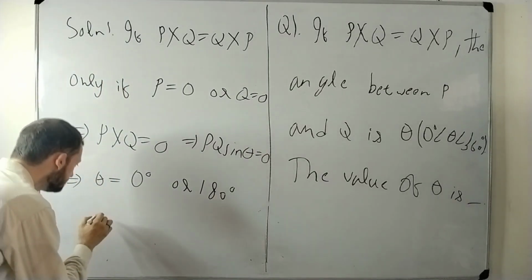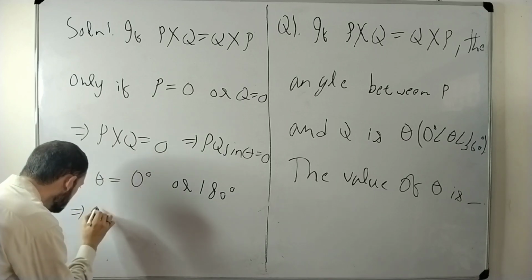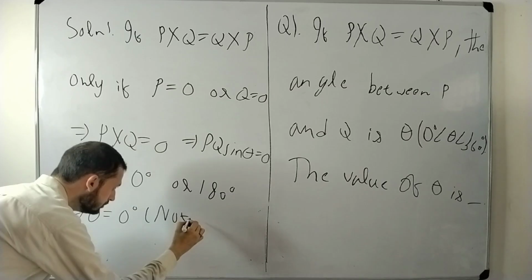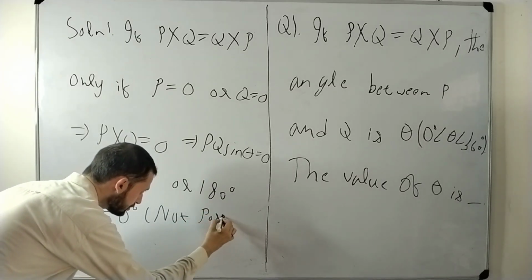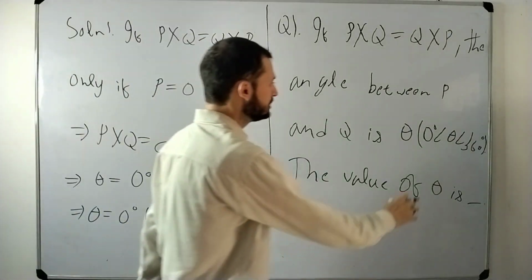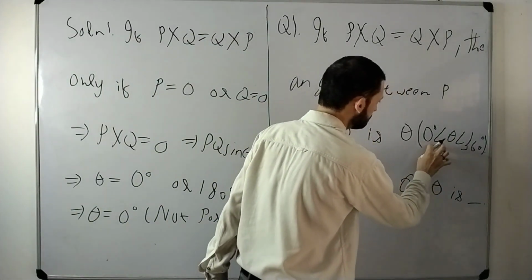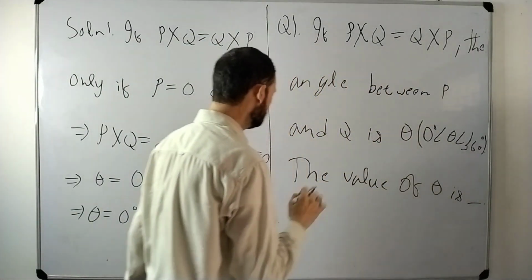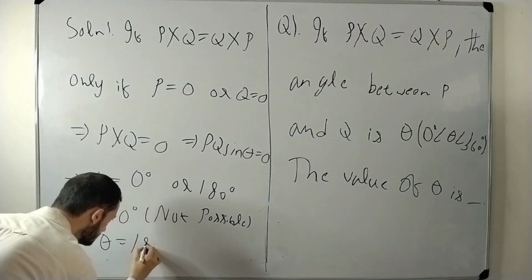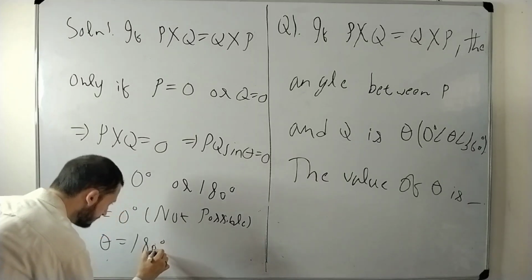Then I would write theta not possible, right? According to the question, I can't take this value. It is written here: 0 degree is not possible. So which value should I take? Theta is equal to 180 degree. This is the possible answer.